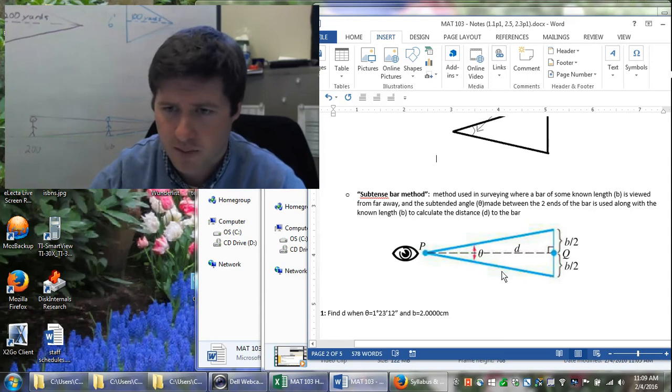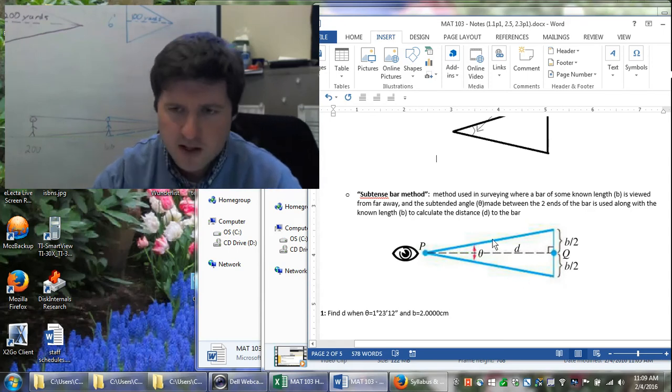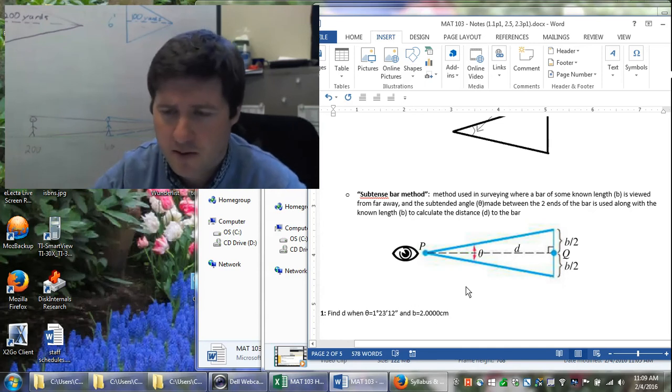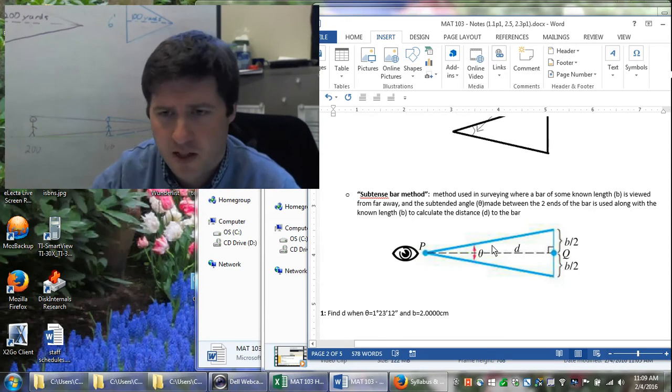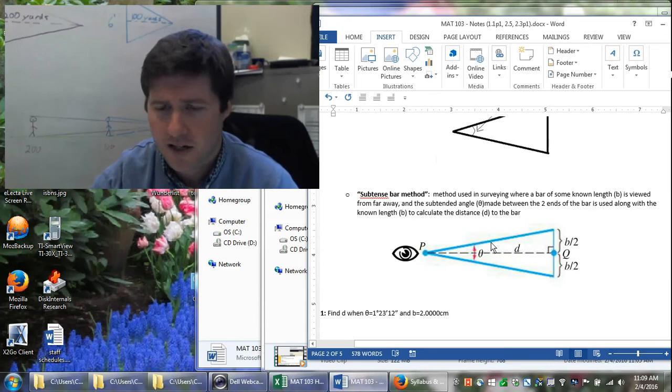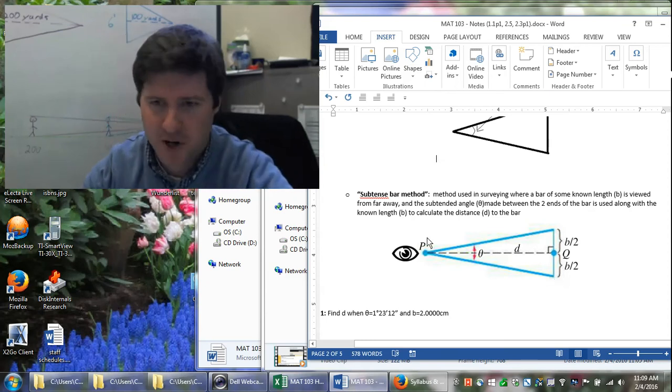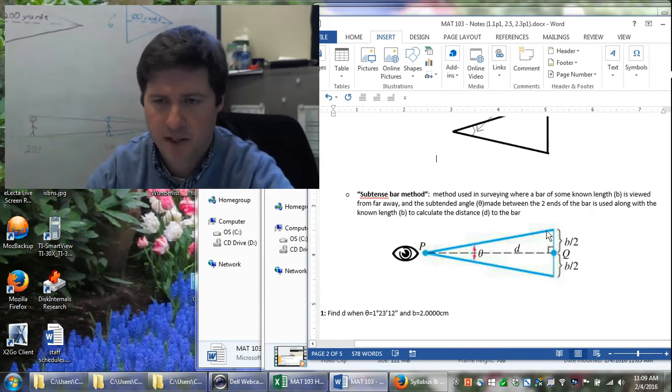So we've got this bar of known length. When we view that bar, if we can measure the angle between these lines here, these rays, then from that we can actually create two right triangles. This top one, this bottom one, which are both identical. And from there we can use our trig functions to determine the distance here. So this is a really useful principle.